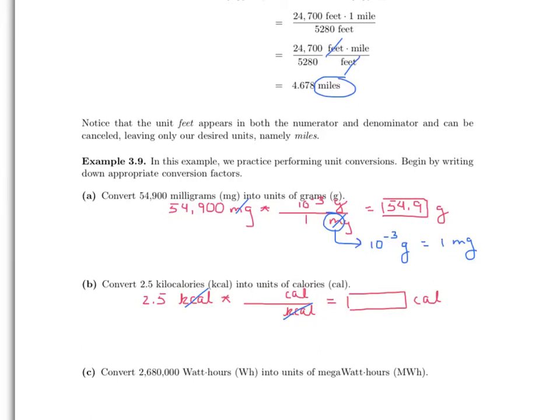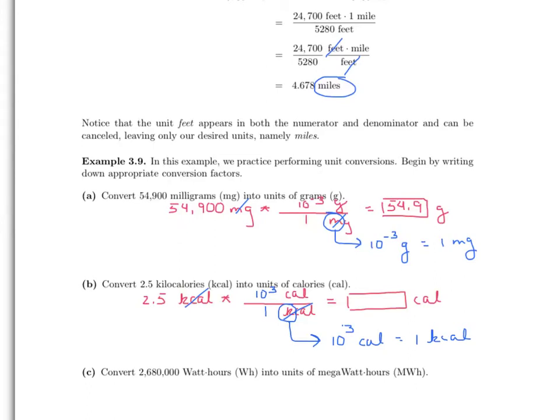The key to working it out here is to, again, recall that the prefix kilo represents a factor of 10 to the 3. So a kilocalorie is 10 to the third calories. In other words, 10 to the third calories is the same as 1 kilocalorie. So for our conversion factor, we can write 10 to the 3 calories over 1 kilocalorie.